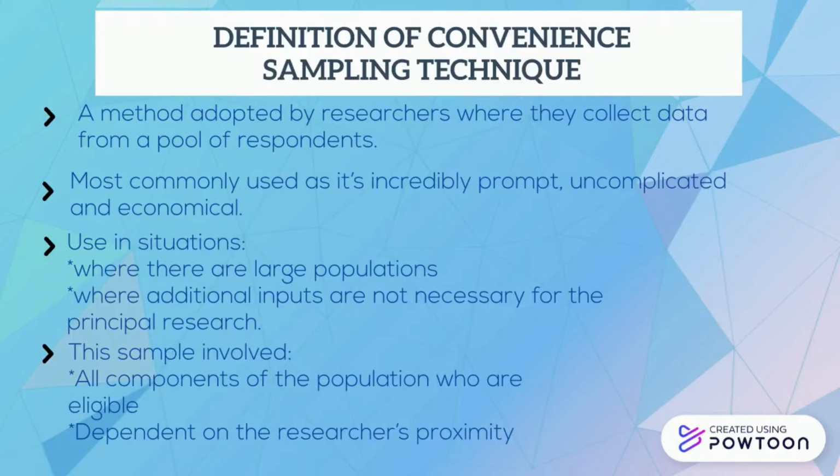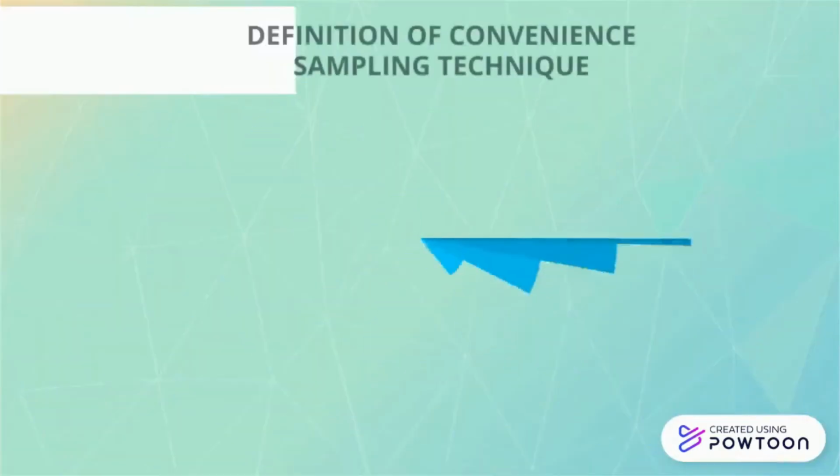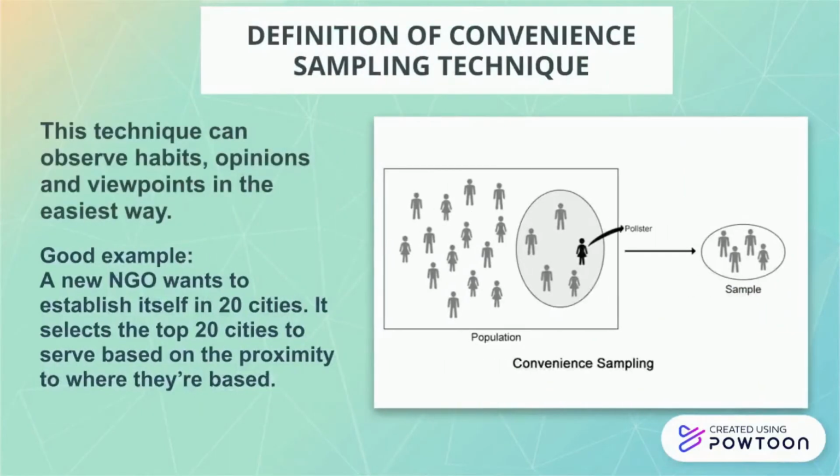Researchers also use it in situations where additional inputs are not necessary for this principal research because there are no criteria required. All components of the population are eligible and dependent on the researcher's proximity to get involved in the sample. Using this technique, they can observe habits, opinions, and viewpoints in the easiest way.